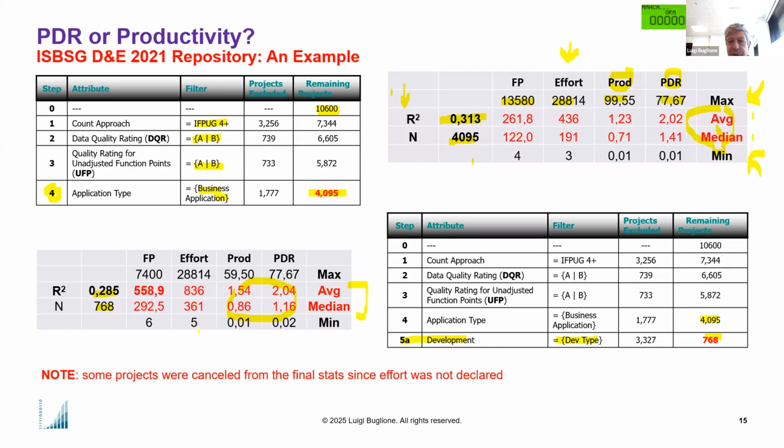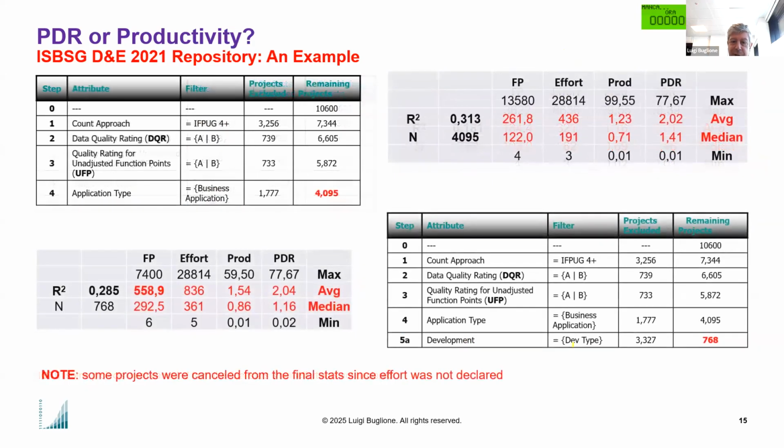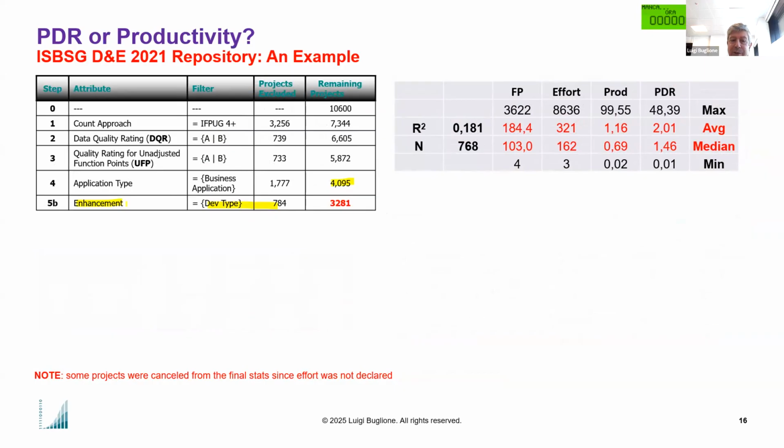It's important, of course, in your estimation process to consider and to share with your counterpart the development type. Imagine this other example. If instead of the development type equal to new development, a development project from scratch with 768 projects, moving from the same initial base, I select only the enhancement projects, that means fewer function points proportionally for the same man-hours or man-days, the number of projects is higher, more than 3,000 projects.